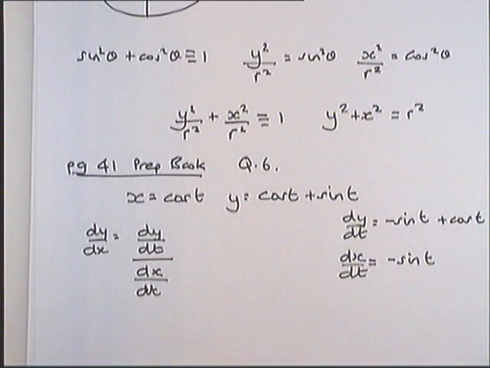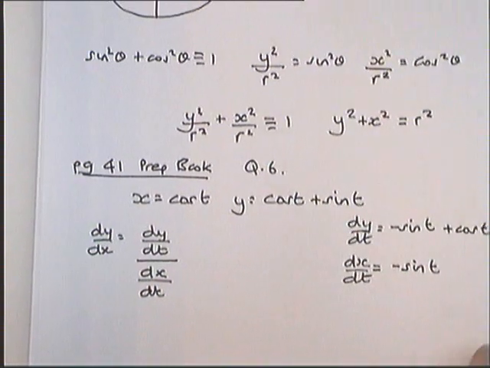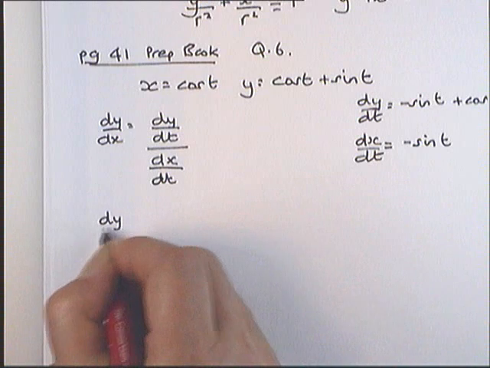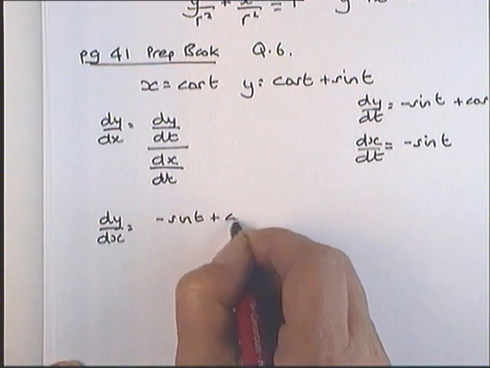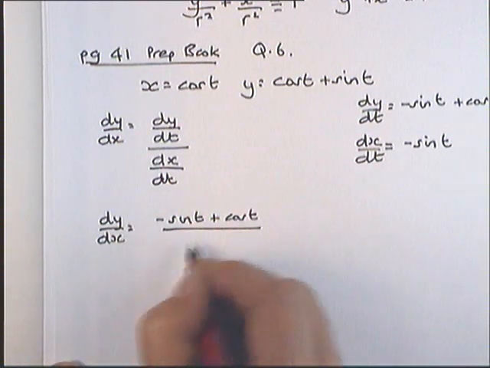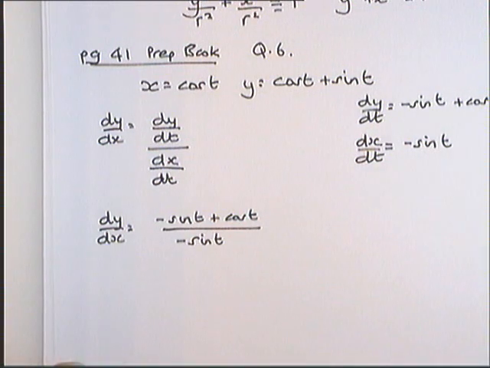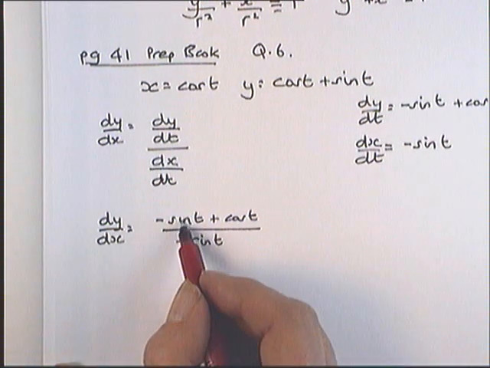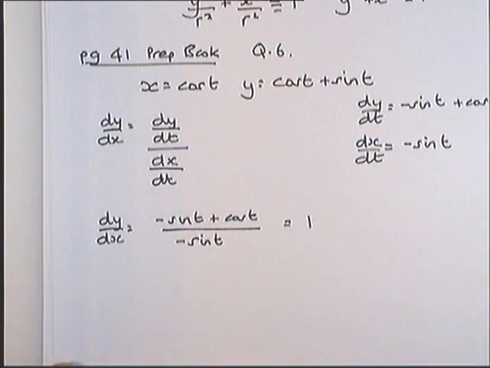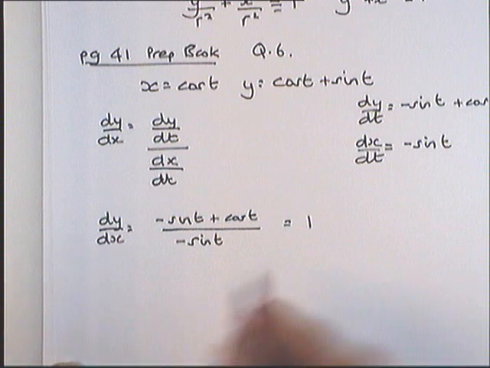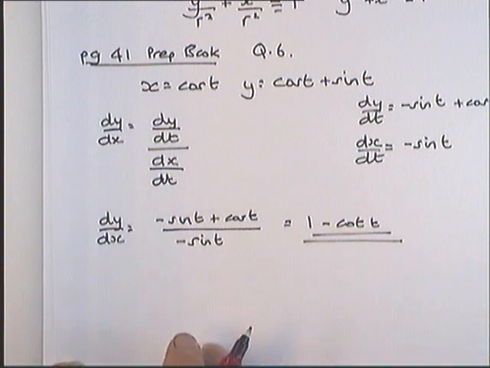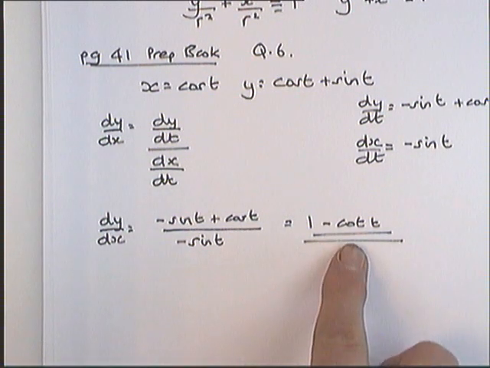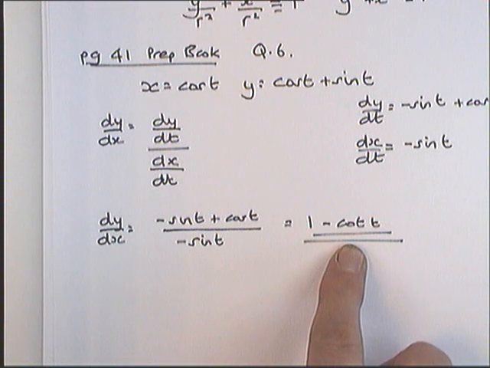So all we have to do is divide dy by dt by dx by dt. So dy by dx will be equal to minus sine t plus cos t, all divided by minus sine t. And that can be simplified because minus sine t divided by minus sine t is 1, and cos t divided by minus sine t is minus the cotangent of t. So simplified, dy by dx in terms of the parameter t is 1 minus cot t. And that's how you do parametric differentiation.